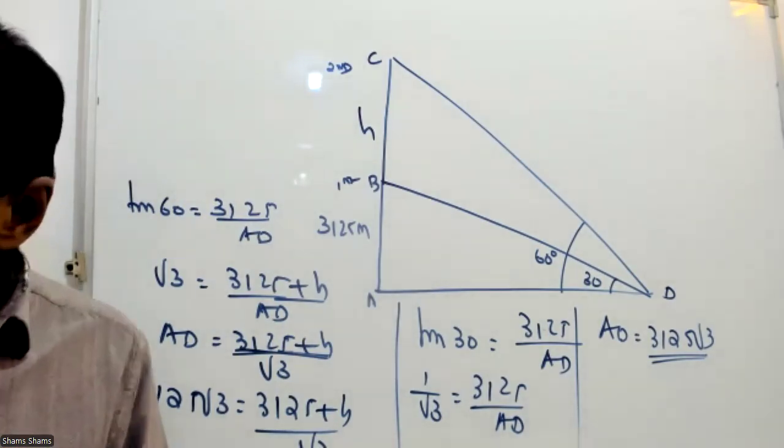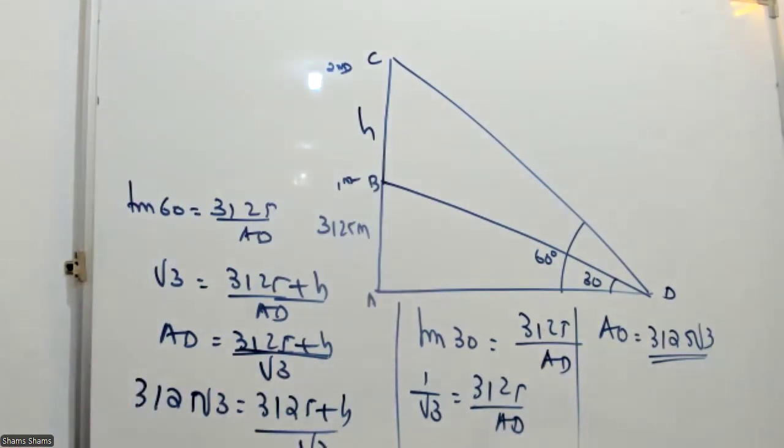Okay, try this next question. From the top of a tower of height 50 meter, the angle of depression of the top and bottom of a pole are 30 degree and 45 degree. Find how far the pole is from the bottom of the tower. Use root 3 as 1.732. Okay, try now.